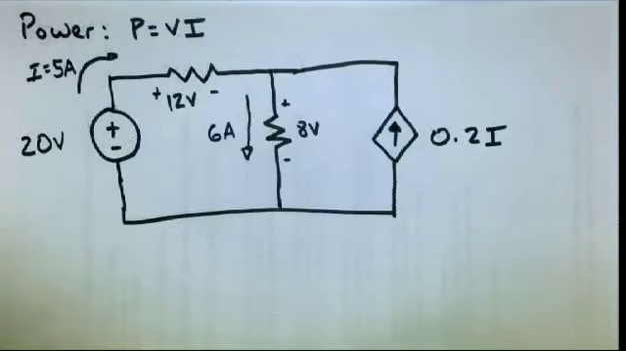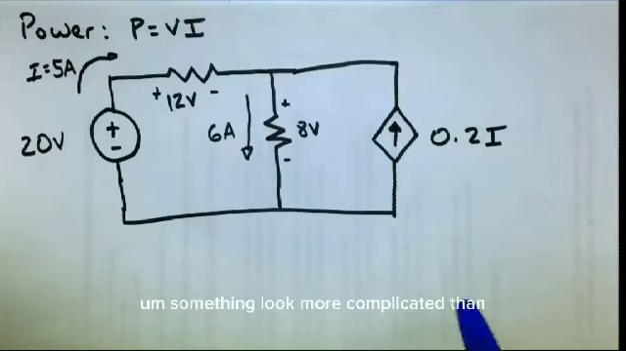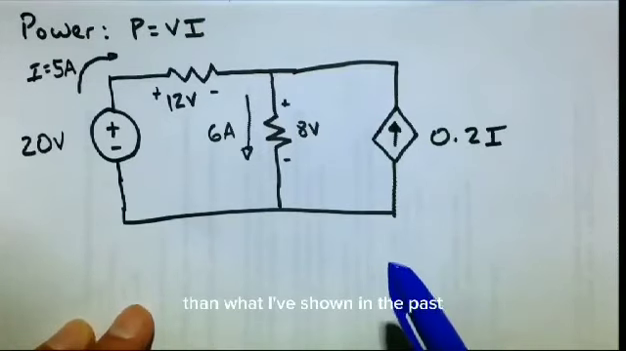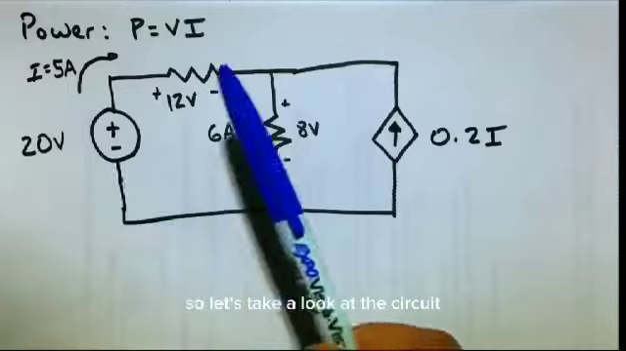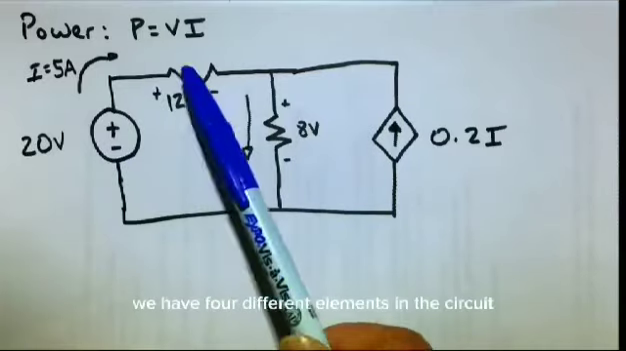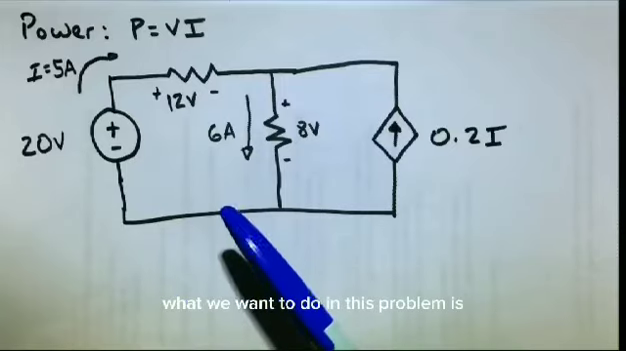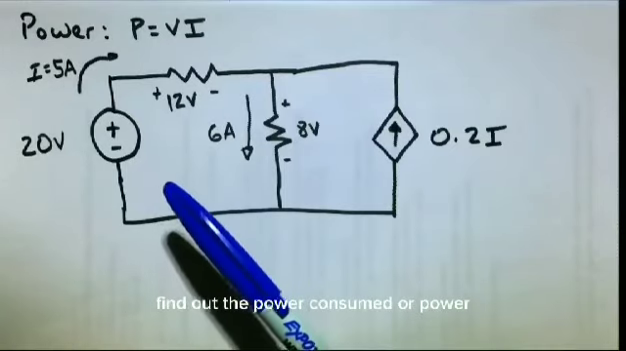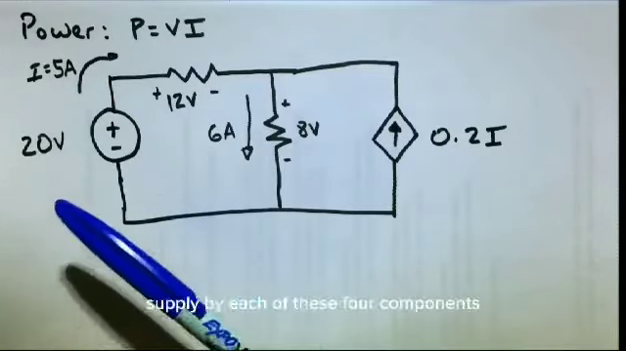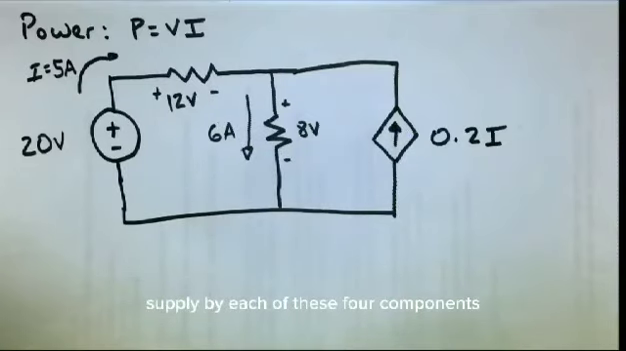Hey everybody, so I thought I'd do another power type of problem, something a little more complicated than what I've shown in the past. So let's take a look at the circuit, and as you can notice we have 4 different elements in the circuit. What we want to do in this problem is find out the power consumed or power supplied by each of these 4 components. So let's go ahead and label each of them so we know what we're solving for.